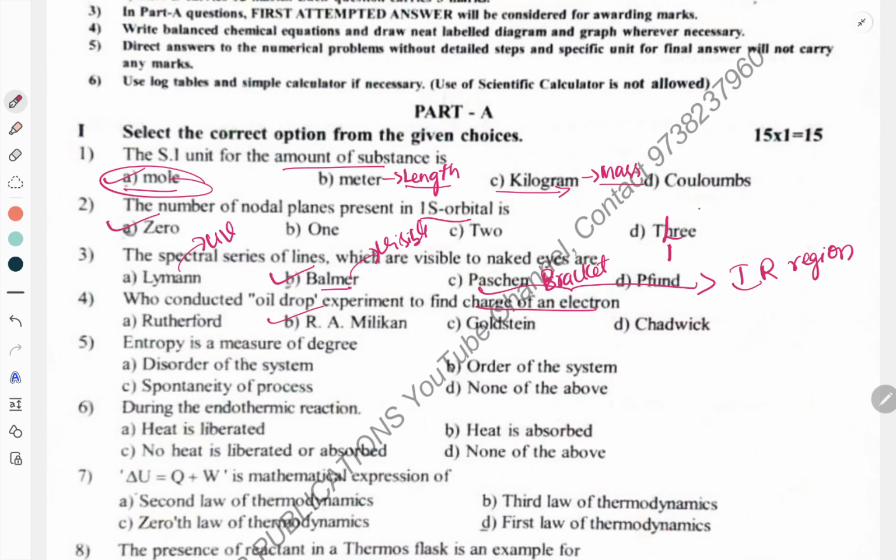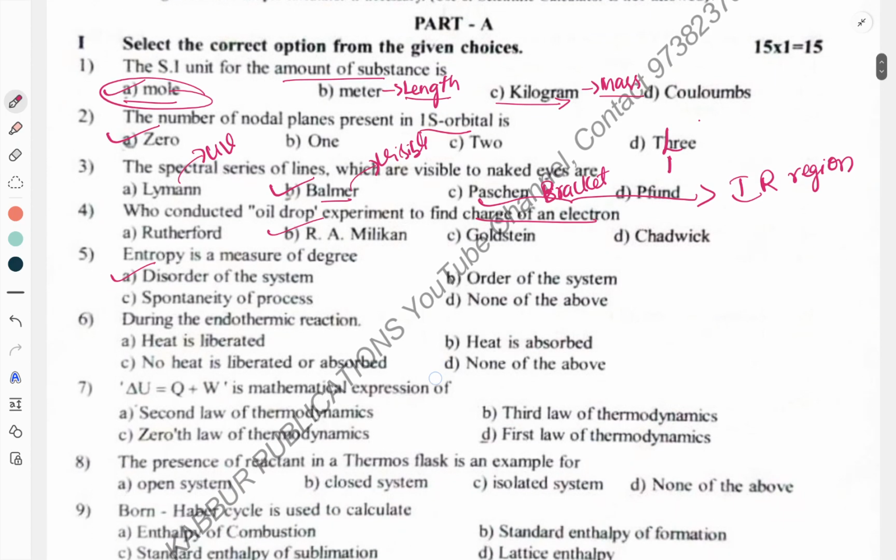Next, move on to the fifth question. Entropy is a measure of the degree of option A, disorderness of the system. So option A is the correct option, because entropy measures the disorderness or randomness of the system.